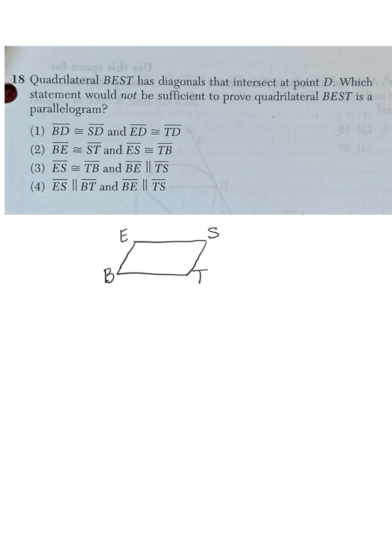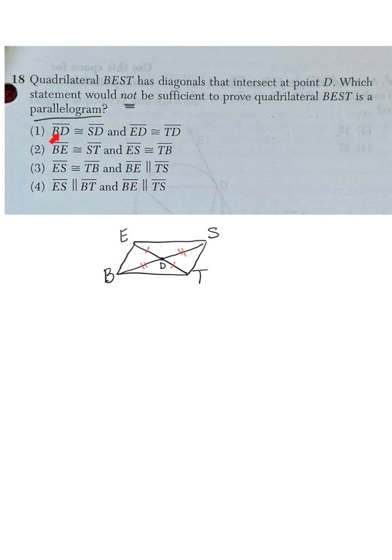All right, so anyway, it says quadrilateral BEST has diagonals that intersect. All right, so here's a diagonal, and here's a diagonal, and they intersect at point D. Which statement would not be sufficient to prove it's a parallelogram? Well, I know if you have a parallelogram, the diagonals bisect each other. So what that basically means, and let me put this in a different color so you can see it, is this piece here is equal to this piece, and this piece here is equal to that piece. Okay, so I'll repeat. Parallelogram, diagonals bisect each other.